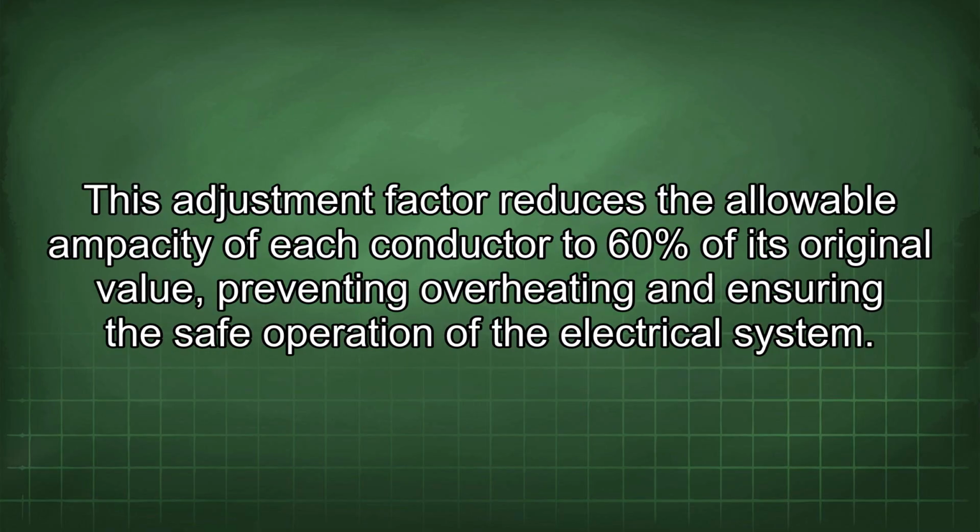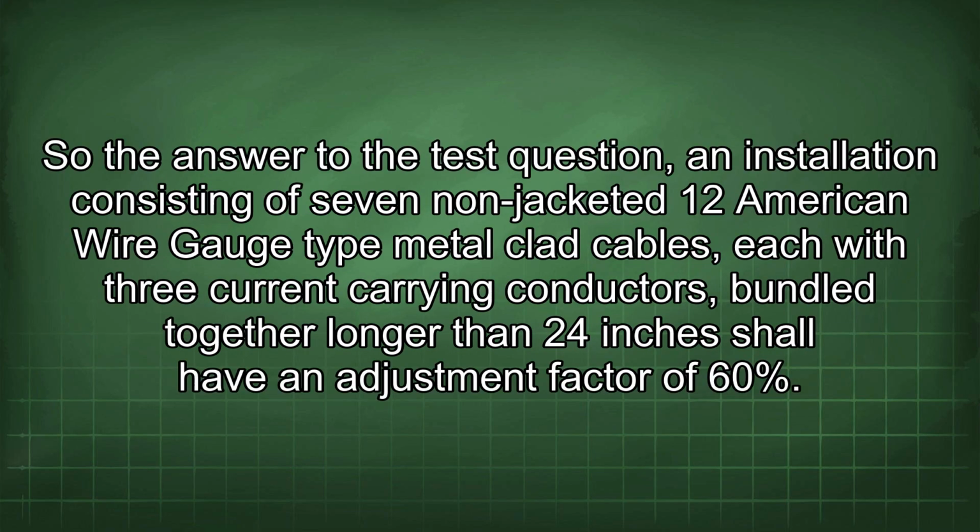This adjustment factor reduces the allowable ampacity of each conductor to 60% of its original value, preventing overheating and ensuring the safe operation of the electrical system. So the answer to the test question: an installation consisting of 7 non-jacketed 12 American wire gauge type metal clad cables, each with 3 current-carrying conductors bundled together longer than 24 inches, shall have an adjustment factor of 60%.